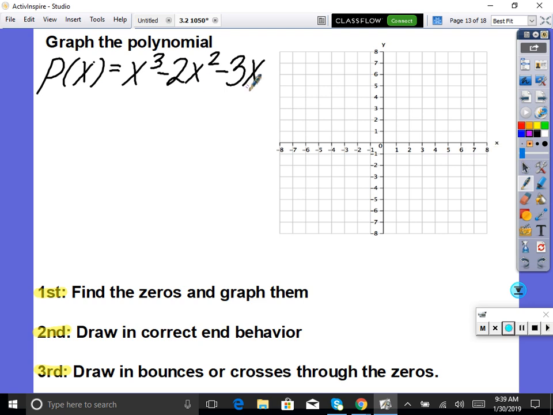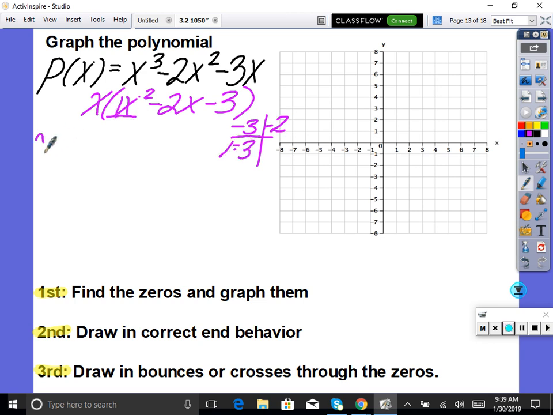So with this one, it's not factored, so I'm going to have to factor it to find the zeros. So I pull out an x. So then left would be x squared minus 2x minus 3. Agreed? I got to keep factoring the quadratic. What multiplies to be negative 3 and adds up to be negative 2? 1 times 3, negative 3. Can I quick factor? Yes. So I have an x, I have an x plus 1, and I have an x minus 3.